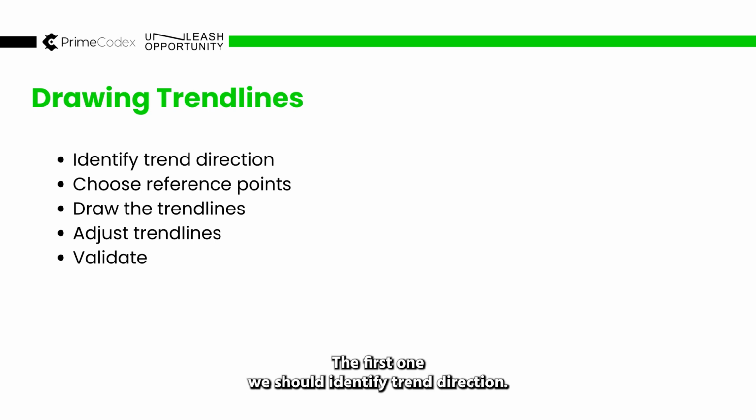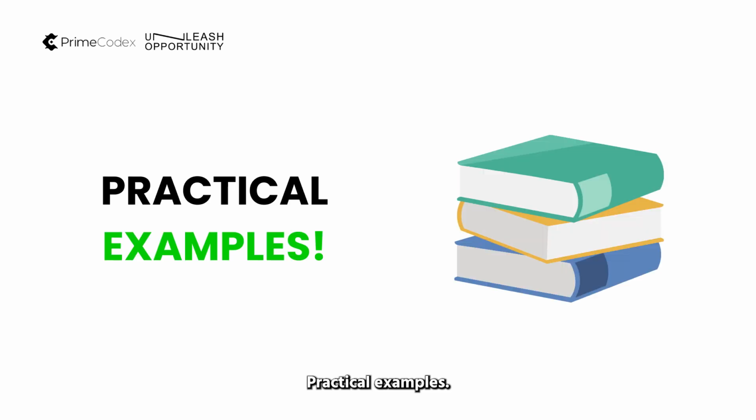The first one, we should identify trend direction. Then we choose 2 or more reference points. And then we draw the trend lines. So we should adjust the trend lines and make sure there's no mistake. Practical examples.